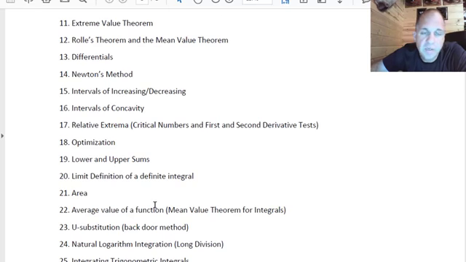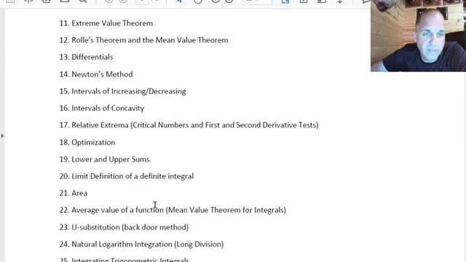Number 16 here, intervals of concavity. So there you're looking at sign charts for the second derivative and determining those inflection points where we had changes in concavity. Relative extrema, where we are going to look at those critical numbers and then either use the first or second derivative tests to determine whether they were maximums or minimums.